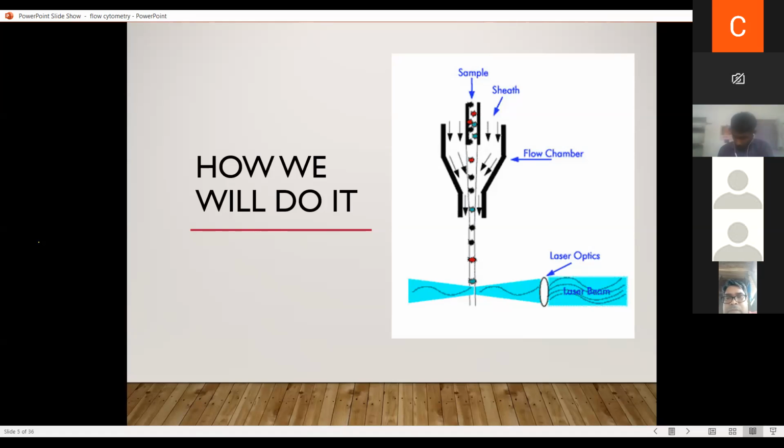Do you all know about lasers? How is a laser defined? What do we mean by a laser? What is the difference between the normal light we use and a laser? A laser is a monochromatic light. It is of a single wavelength, like 540, 565. It has a single particular color.